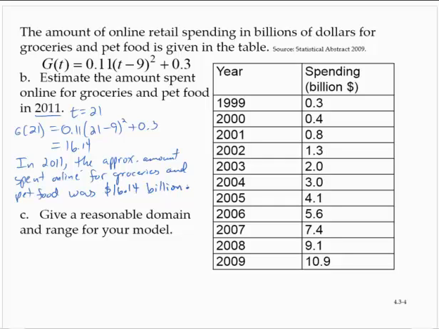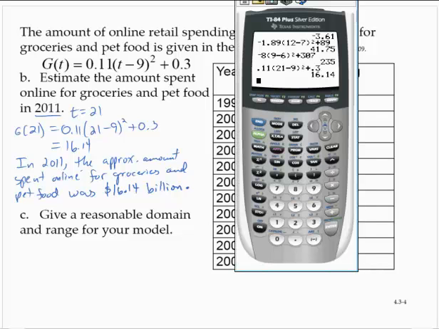Give a reasonable domain and range. Now, if we look back on our graph, notice that to the left of T equals 9, it started to increase. But that doesn't make any sense, right? It probably wasn't going any higher before 1999. In fact, it was probably lower before 1999.